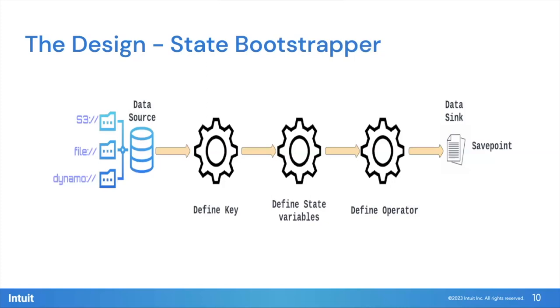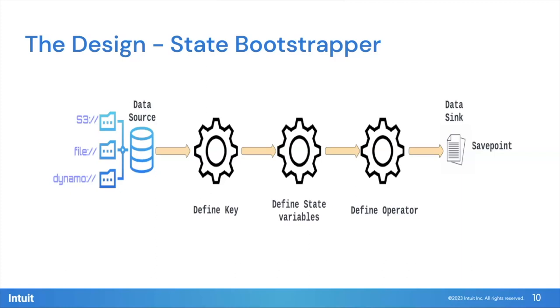The state bootstrappers adopt a similar design pattern. It has a data source which reads the data from some external storage, such as S3, local file system, or Dynamo. The data is passed through a few transformation steps and then written to a data sink, which is a savepoint file in this case.